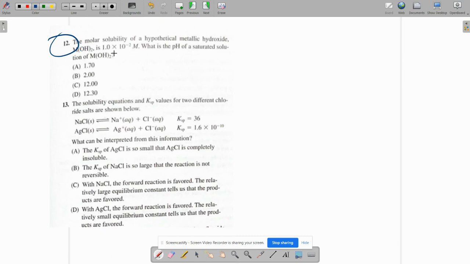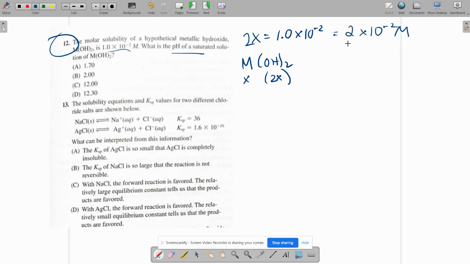Number 12. It says the molar solubility of a hypothetical metallic hydroxide, MOH2, is blah, blah, blah. What is the pH of the saturated solution? Okay, so with this one, a quick calculation. The molar solubility, so this guy is basically X. But if you think about it, with your MOH2, if you visualize the ice table, this guy's X, this guy would be 2X. So what that means is that you're going to have to double this. So that's going to be 2 times 10 to the minus 2 would be the molarity of the OH minus.